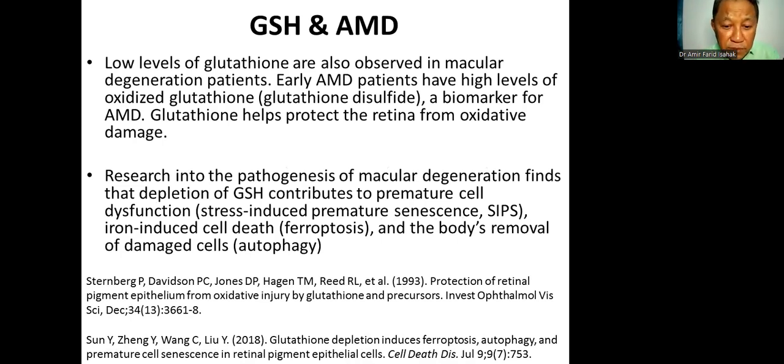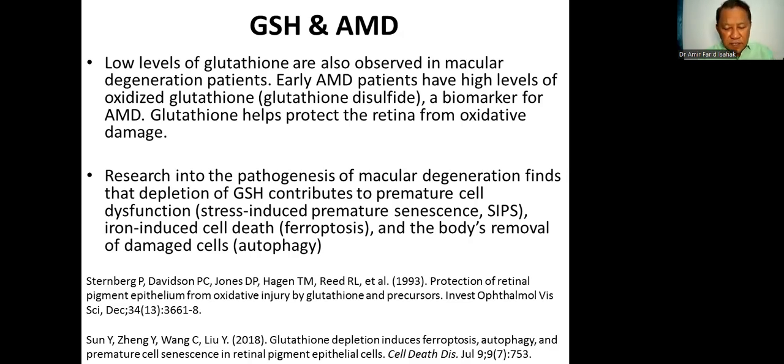Research into the pathogenesis of macular degeneration finds that depletion of glutathione contributes to premature cell dysfunction, that is stress-induced premature senescence, or SIPS, iron-induced cell death, or ferroptosis, and the body's removal of damaged cells, autophagy. So glutathione is involved in all this: fighting cellular stress, regulating apoptosis and ferroptosis. Apoptosis is controlled cell death. Ferroptosis is controlled cell death that involves iron.